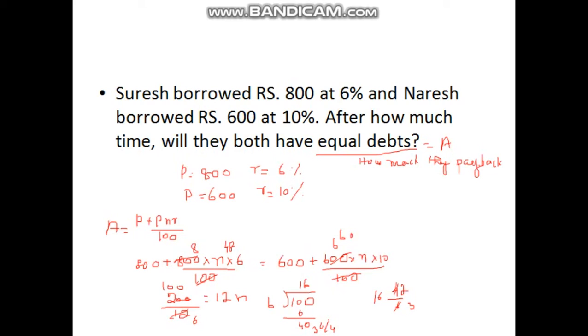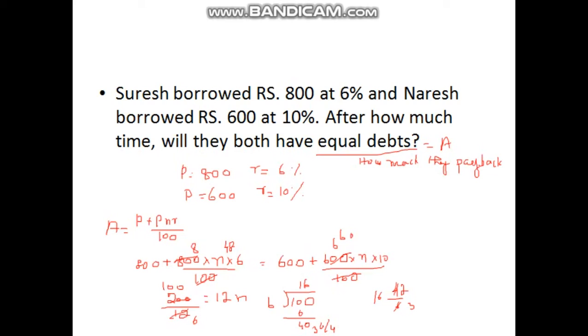So substitute the values. In the first one, you will have principal as 800 plus 800 into n into 6 by 100, which is equal to 600 plus 600 into n into 10 by 100. So cancel all values. Finally, you will get n is equal to 16 2 by 3. That is the point of time where both Suresh and Naresh will have to pay equal debts. I hope you understood. This is how we'll have to solve by formula method.